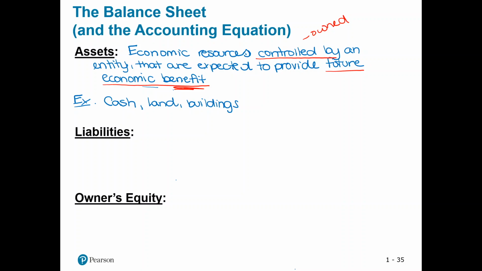If they're just renting it and using it, because they're not owning it, it wouldn't be an asset to the company. So I'll just put here buildings that are owned. Inventory. Inventory are any goods that are available to be sold to customers.